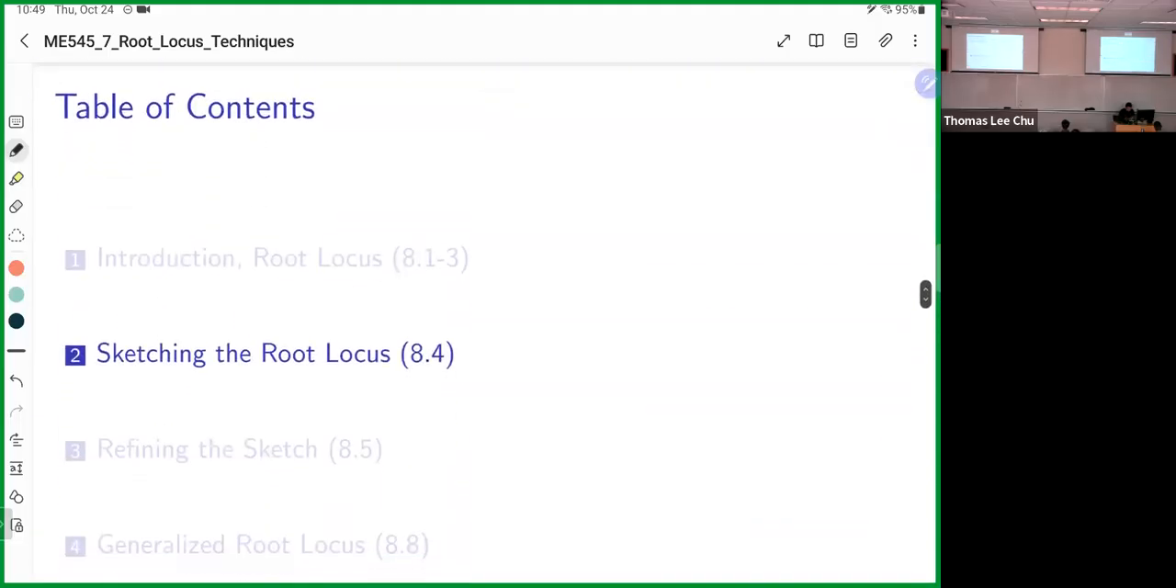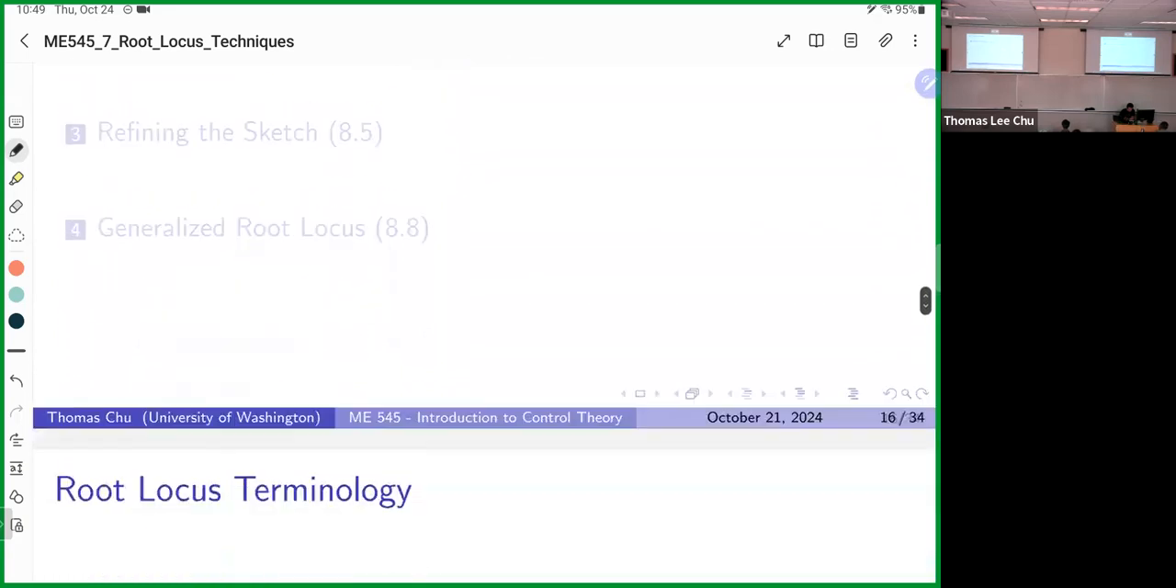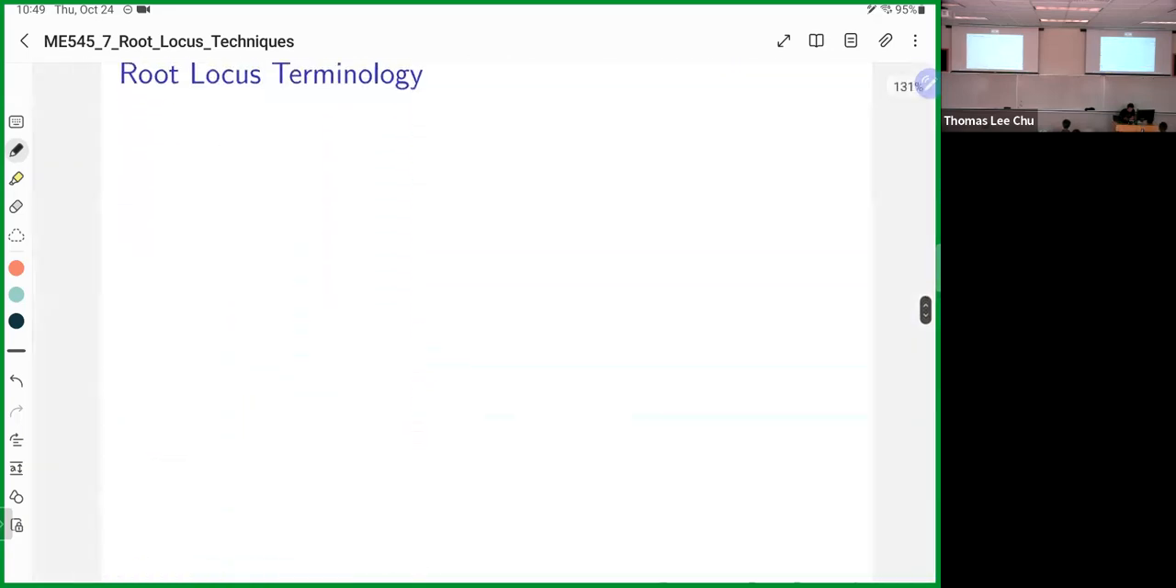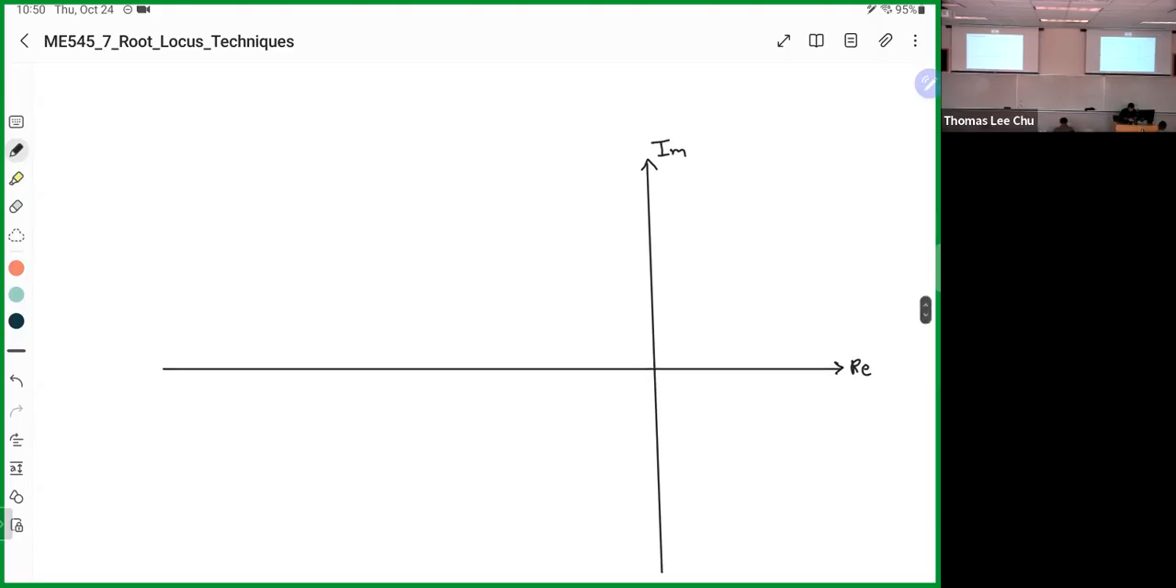Okay, so we're going to move on to actually sketching it now. There will be more complicated sketches. I just want to go over some terminology when you're sketching a root locus. And I'm going to just make a really big plot. It's going to have the negative real plane, the imaginary axis, and the real axis.